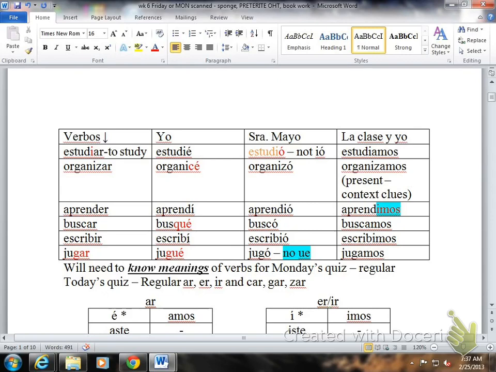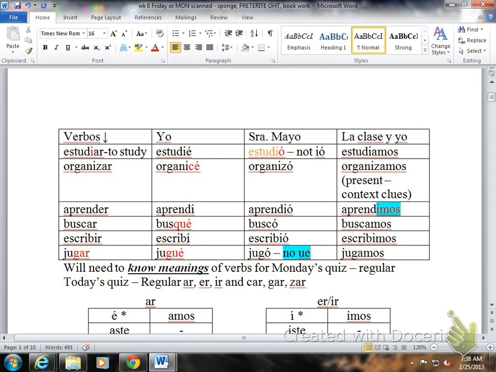Best card for Señora Mayo. Why is it an O? Because it's an -ar verb. You're talking about this one or this one? Yeah, buscar. Just drop your -ar. C is your stem. O is your ending for -ar verbs. We're about to review the endings. It is? Yeah. It's not A with an accent?